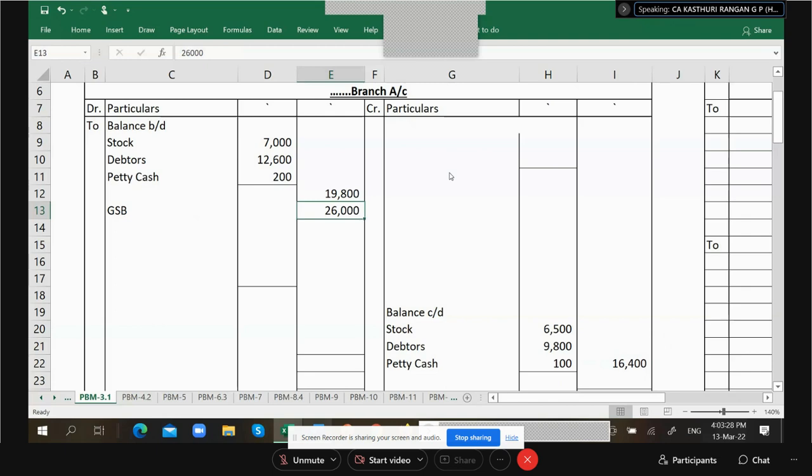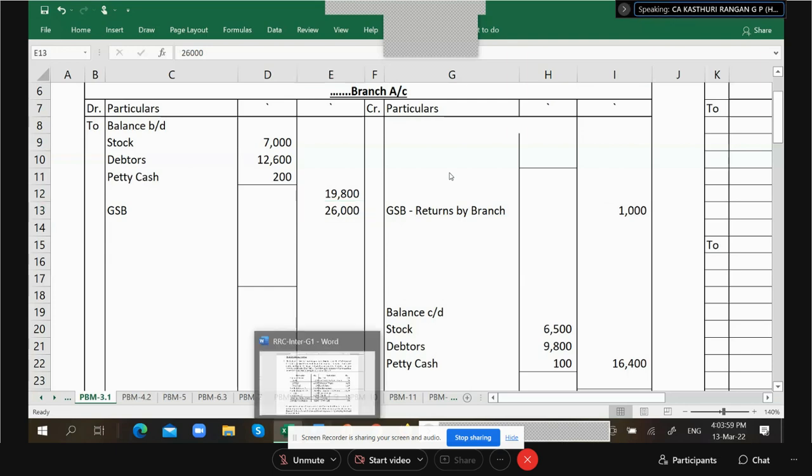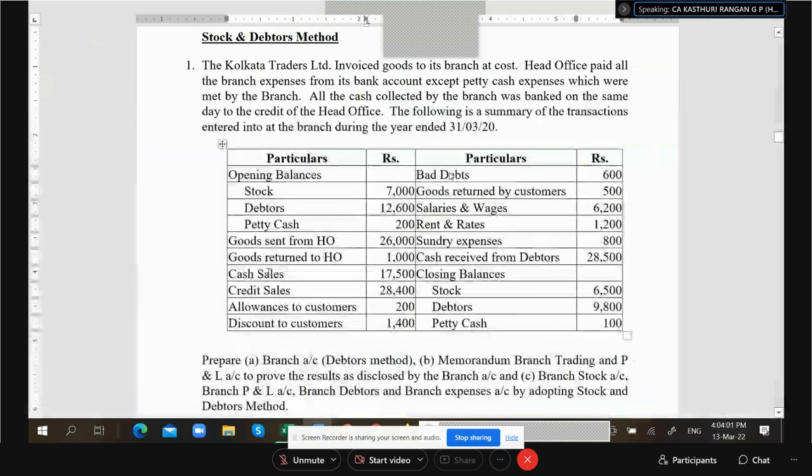Then goods returned to HO. That is the opposite of that. So put goods sent to branch in the branch account, returns by branch 1,000. 26,000 sent, branch received, debit the branch. Branch return, they gave back the goods, credit. Credit the giver, debit the receiver. That's a simple principle. Hope all of you are following, right?